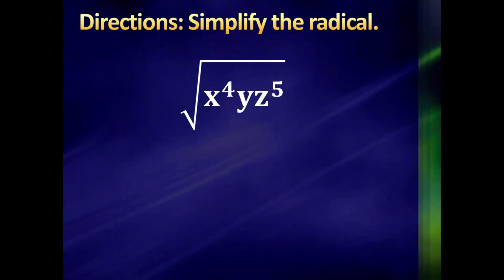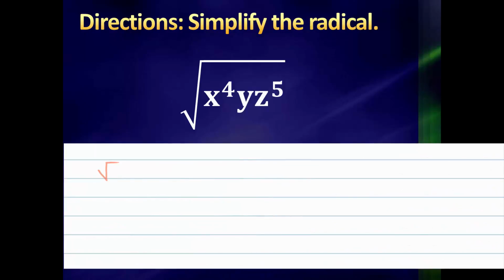In this next example here, I have a set of variables. So I have the square root of x to the 4th times y times z to the 5th. Now, I'm going to show you both ways, the quick way and the longer way. I'm going to start with the longer way. Here I've got 4 x's, 1 y, and then 5 z's.